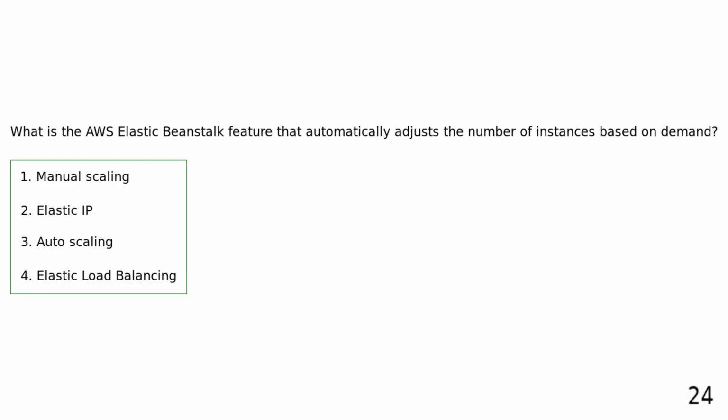What is the AWS Elastic Beanstalk feature that automatically adjusts the number of instances based on demand? Manual scaling, Elastic IP, auto scaling, Elastic load balancing. Auto scaling in Elastic Beanstalk adjusts the number of instances automatically based on demand.